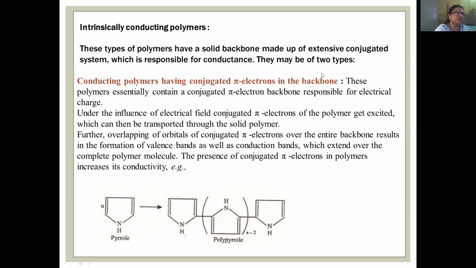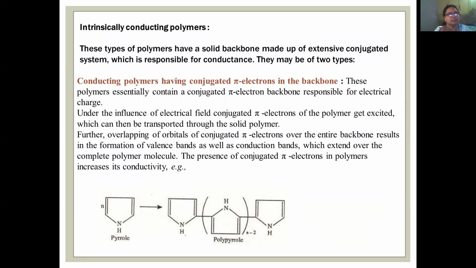So here, intrinsically conducting polymers, these polymers have a solid backbone made up of an extensive conjugated system which is responsible for conductance. Okay? So it is inbuilt, it is there within, as the backbone, which can help in conducting electricity. So these are again of two types.